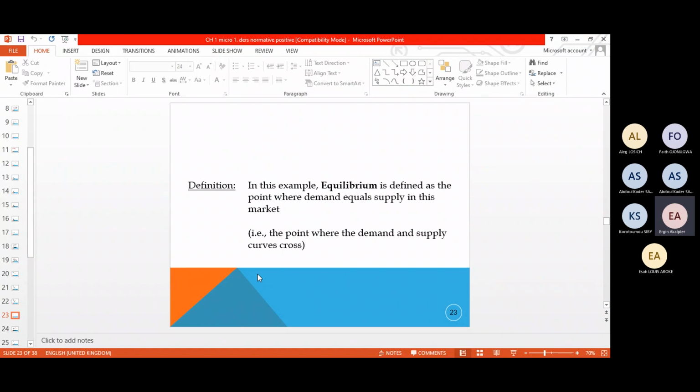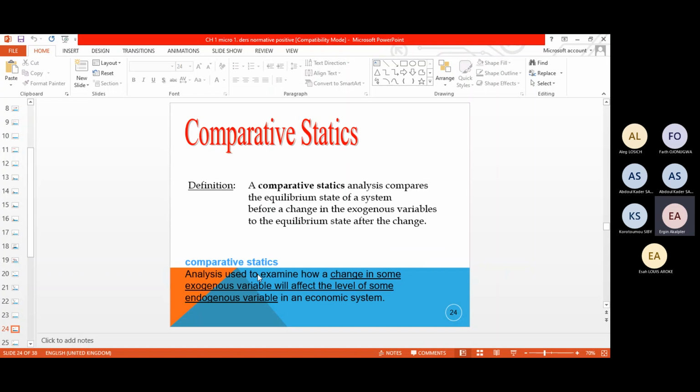And the example, as I said to you, the equilibrium is defined as the point where demand equals supply in the market, and the point where the demand and supply curves cross each other. Comparative statics, as I said to you, is the analysis that compares the equilibrium state of the system before a change in the exogenous variable to the equilibrium state after the change. It is used to examine how a change in some exogenous variable will affect the level of some endogenous variable in an economic system.